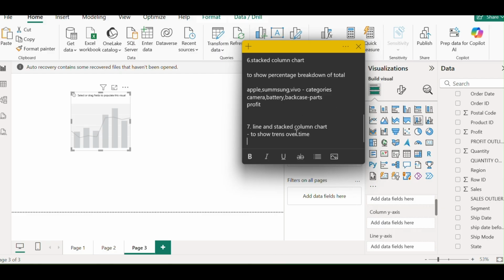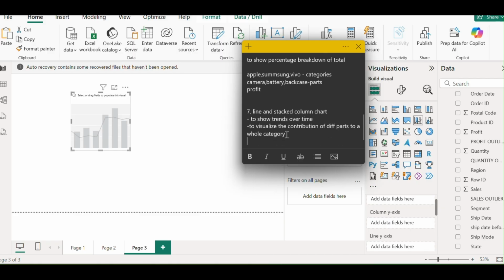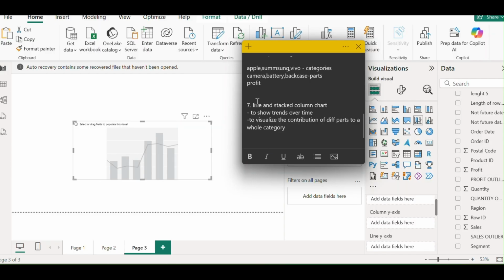Okay, line. Then the columns are to visualize the contribution of different parts to a whole category. Got it? Okay, see, line and stacked column chart. This line is to show trend over time, which means sales over time. These columns only are to visualize the contribution of different parts to a whole category.